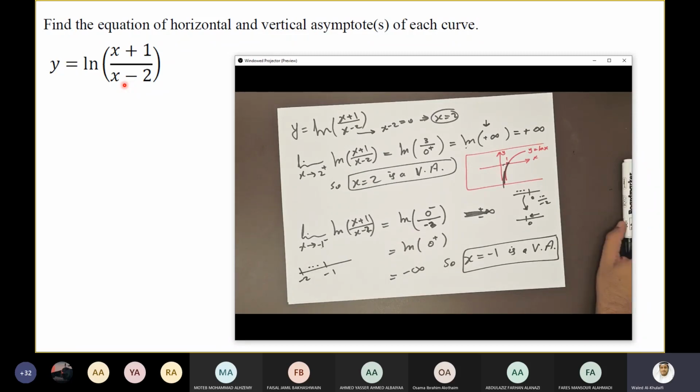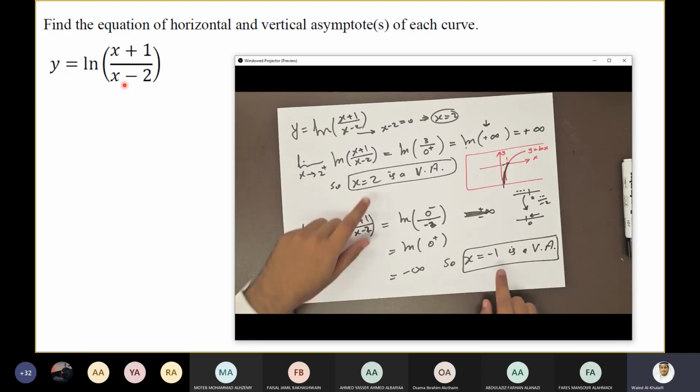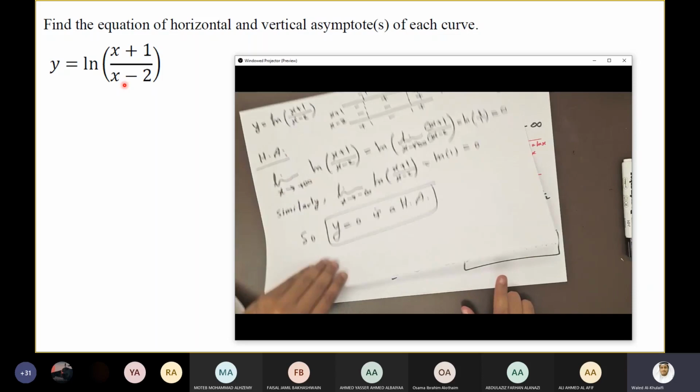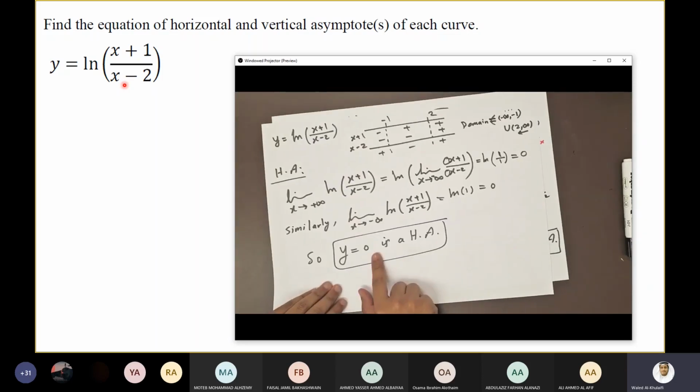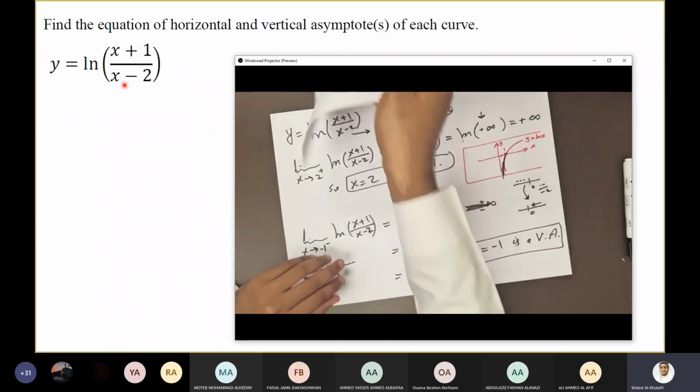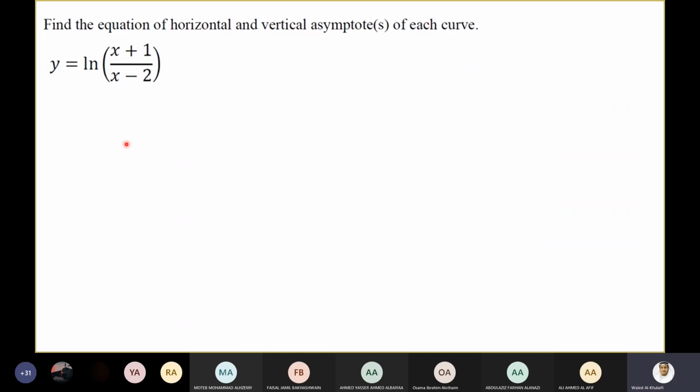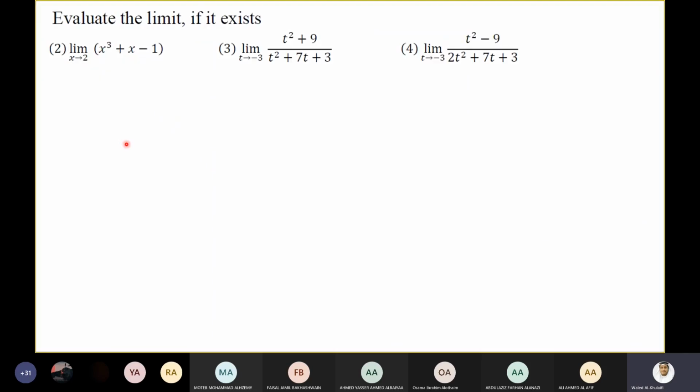So, good. Okay, Shabab. So I have two vertical asymptotes, x equal negative 1 and x equal 2. And I have one horizontal, right? One horizontal, two vertical for this function. Okay. Right. Let's move on to the next question.